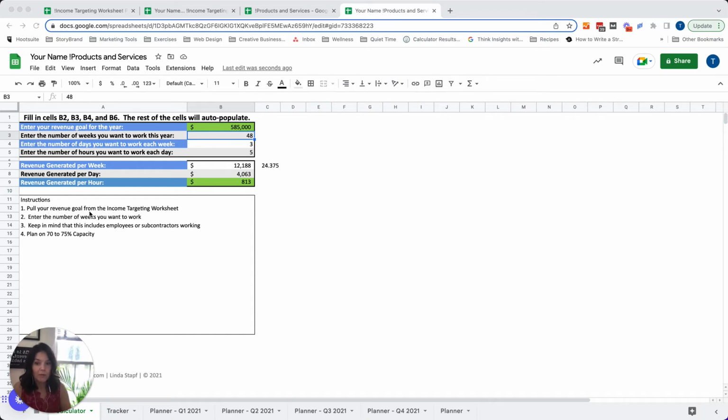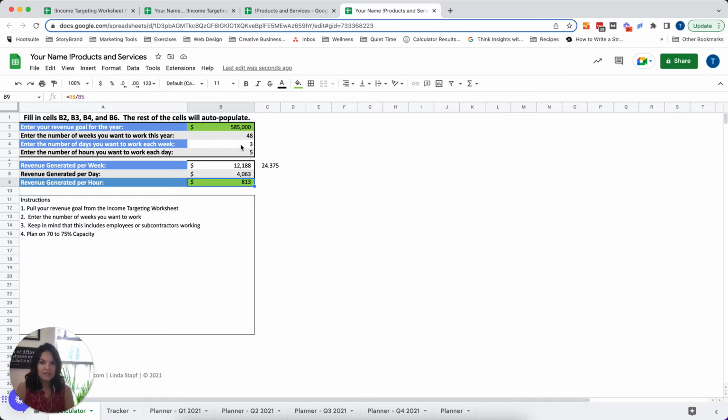So pull your revenue goal from the income targeting worksheet. Now, one of the things that I want to caution here is you're pulling your revenue for your whole business in, and then you're calculating what your hourly rate needs to be based on number of weeks that multiple people are working, probably at the 585 level. Maybe not. Maybe you're making over $500,000 just as you. If you are, this is totally appropriate. Here's your hourly rate based on these numbers that are entered here.